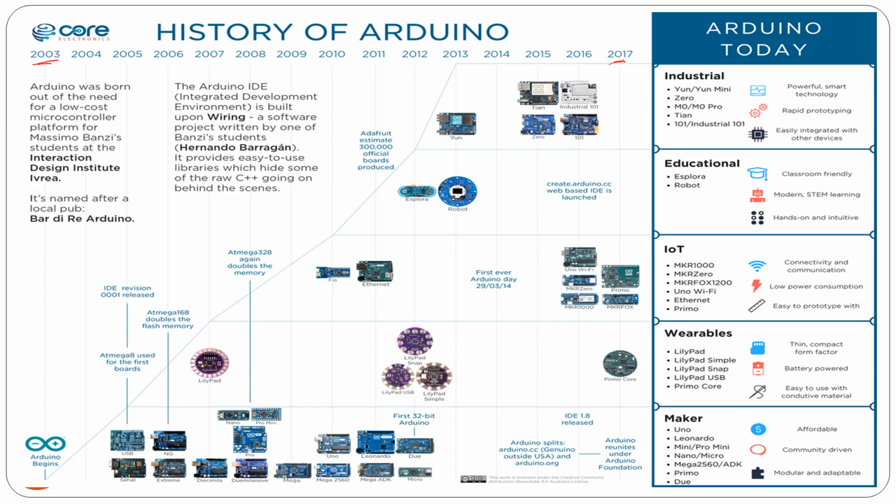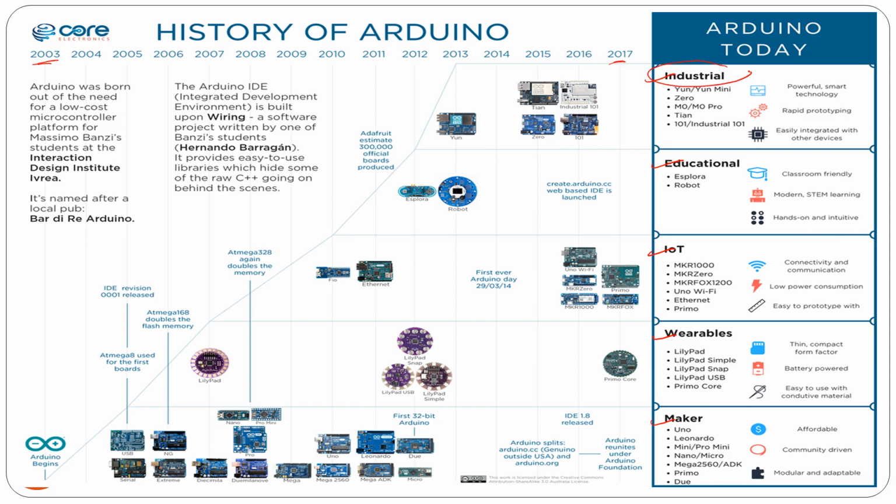Nowadays for industrial purposes we have the Arduino Uno, Arduino Zero, Arduino M0, and Arduino 101, among others. For educational purposes we have the Explora or robot boards. Then for IoT we have many boards. For wearables we have the LilyPad Simple, Snap, and USB. For makers we have the Arduino Uno, Leonardo, Mini, Nano, Mega 2560, Primo, and Duo. So there are many boards available from Arduino depending upon the requirement.